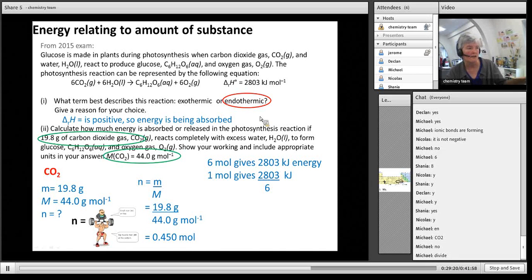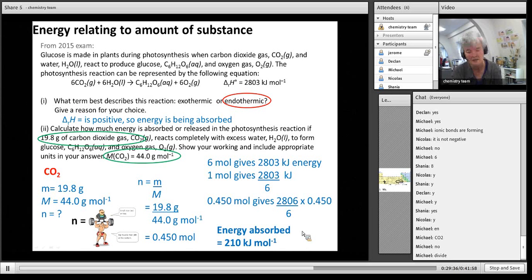So I've now moved away from that equation, so I've just kept it as kilojoules of energy. So 0.450 moles is going to give me 1 mole's worth times 0.45. So that gives me an answer of 210 kilojoules per mole.